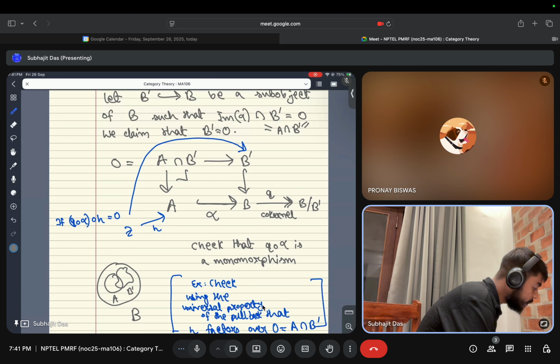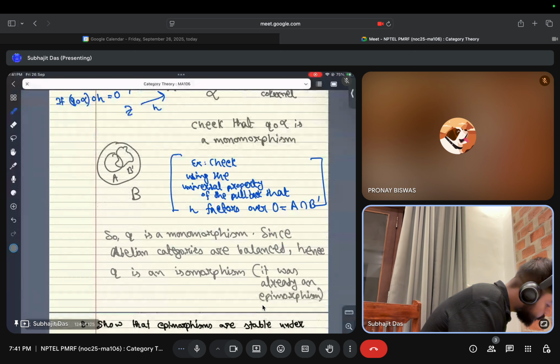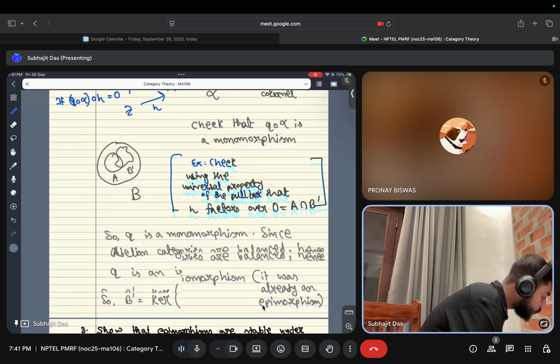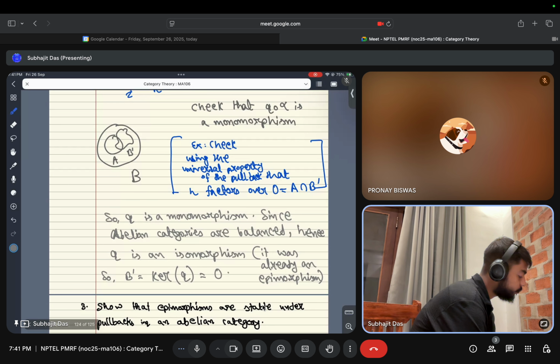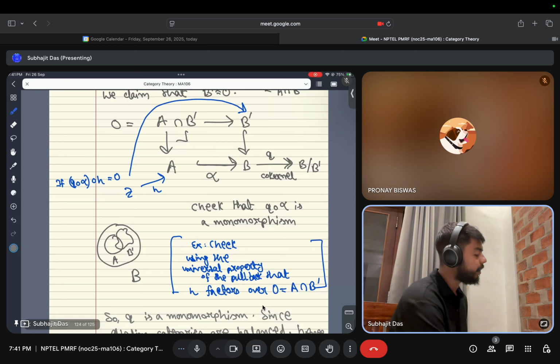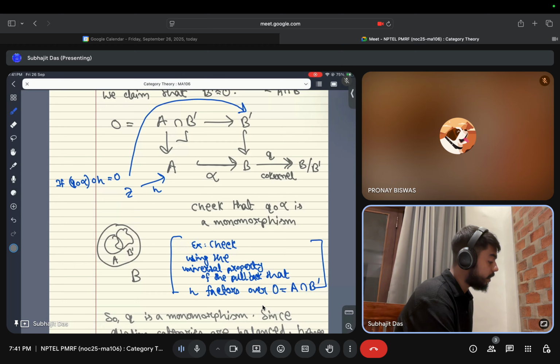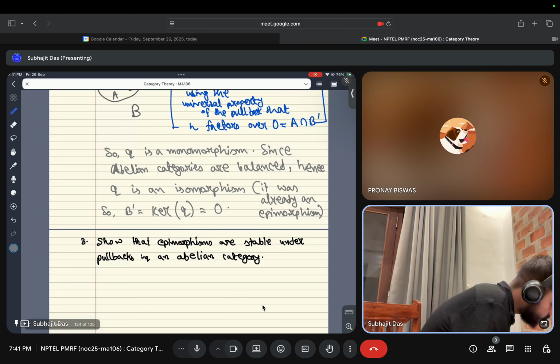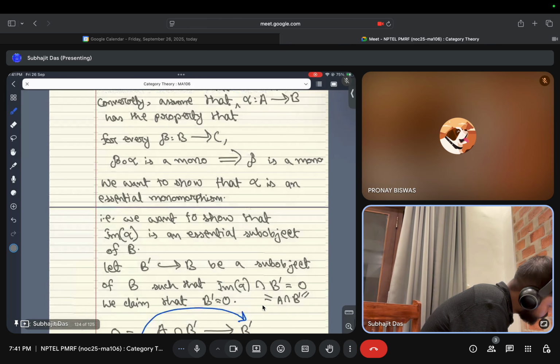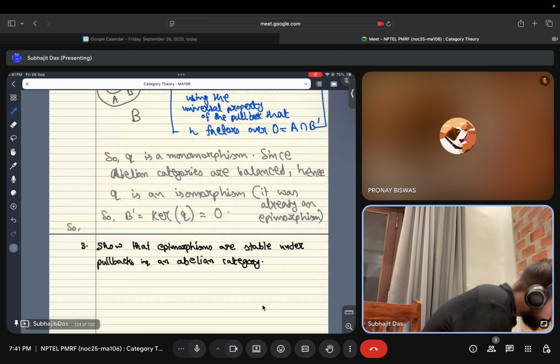So B prime is equal to the kernel of Q, and because Q is a monomorphism, that is equal to 0. Okay, and that finishes the proof. So alpha is an essential mono. Any questions so far?